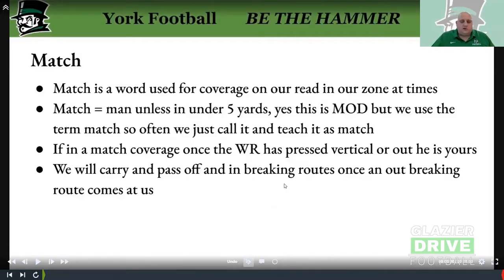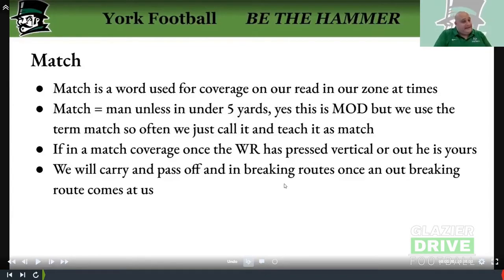Also, when starting out, I feel like sometimes it's important to teach the 5-yard rule. Once you get a little bit more comfortable with it, we really teach you are matched on your guy if he's threatening you vertical or out. So if he takes a vertical release or releases out, he's yours. If you feel that that release takes a hard inside turn, a slant, a drag right across the middle of the field, now we're making an in call and we're passing that thing off. But if he's pressed vertical, he's yours.